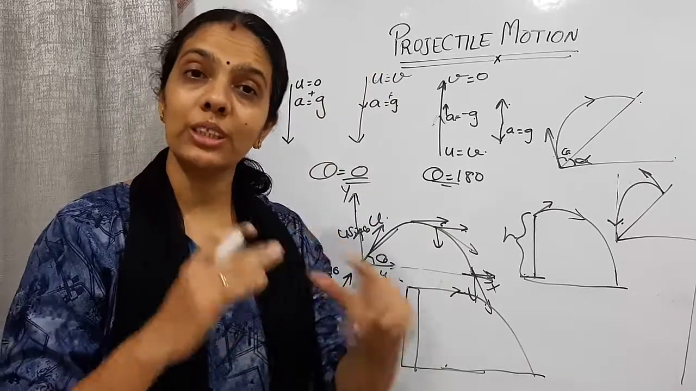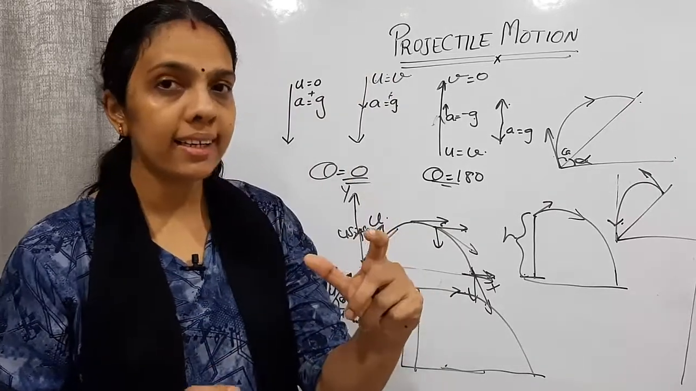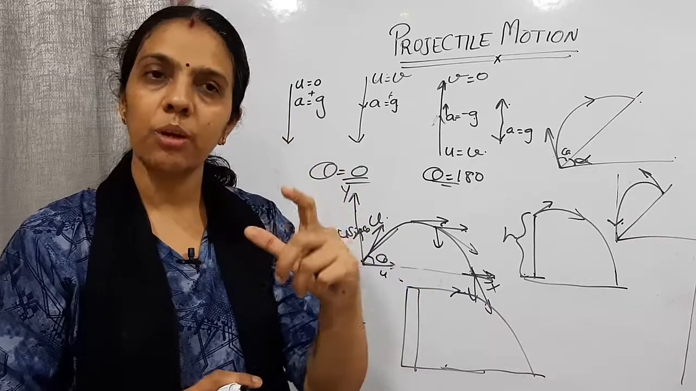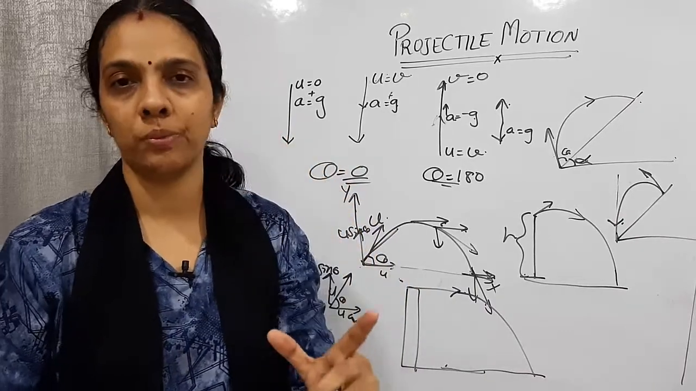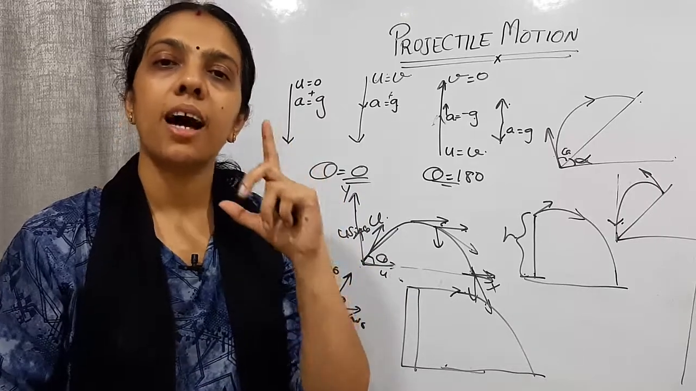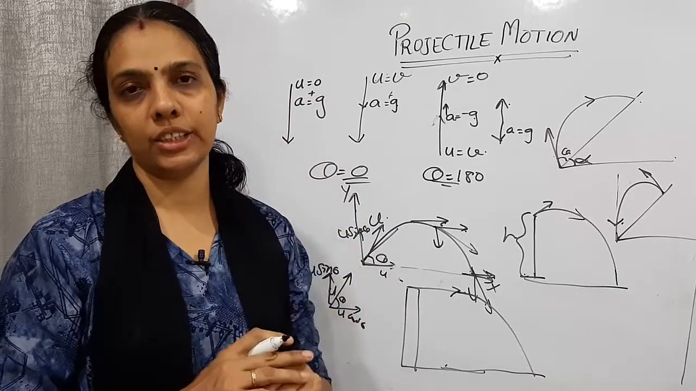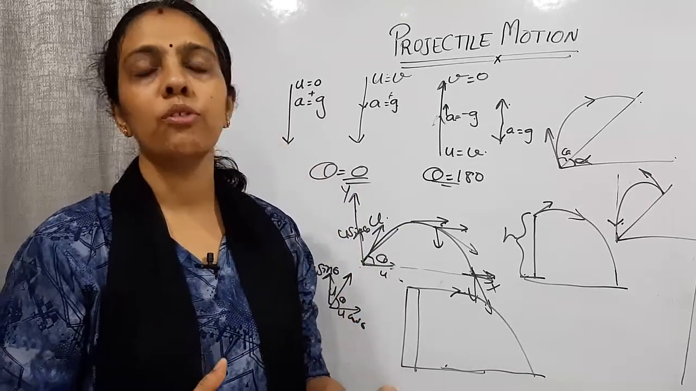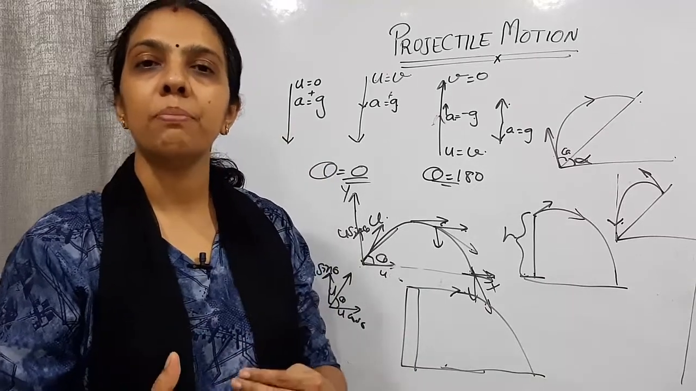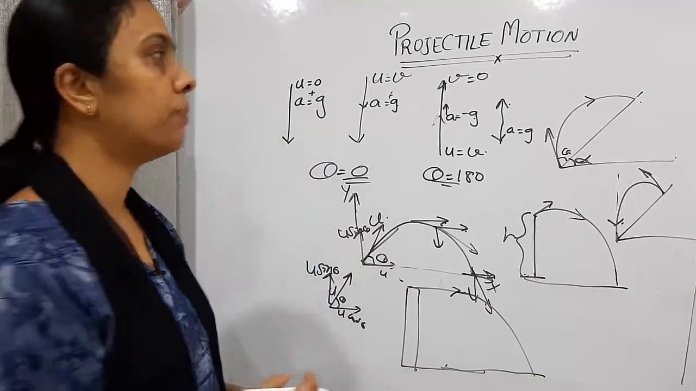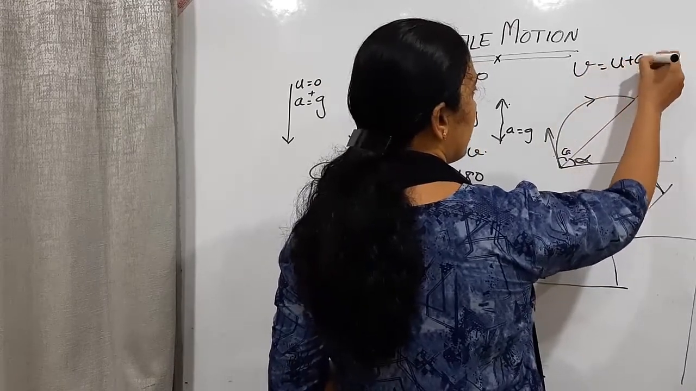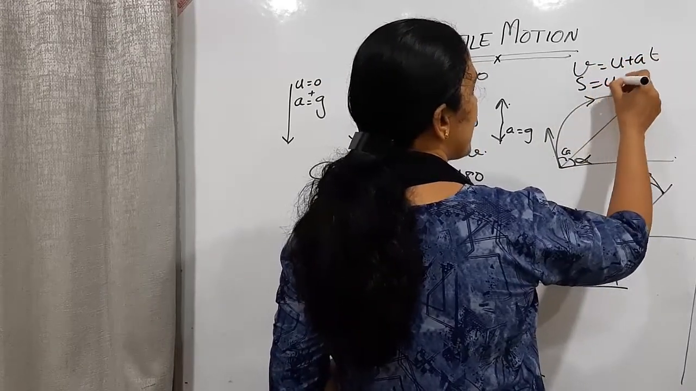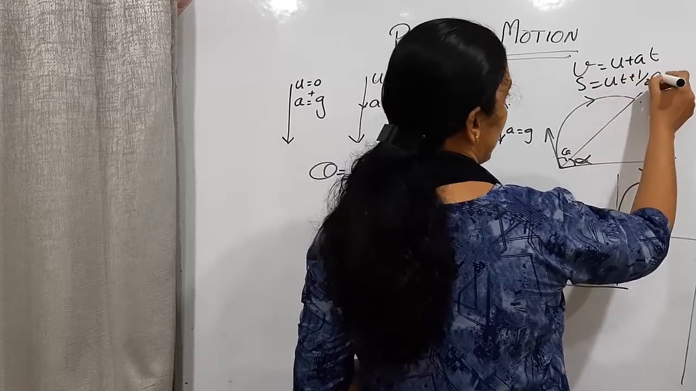But in all these cases, the object will be traveling under the effect of gravity alone. So it is under uniform acceleration. Since it is under uniform acceleration, we can apply the equations of motion: v equals u plus at, s is equal to ut plus half at square. All those equations we can substitute.